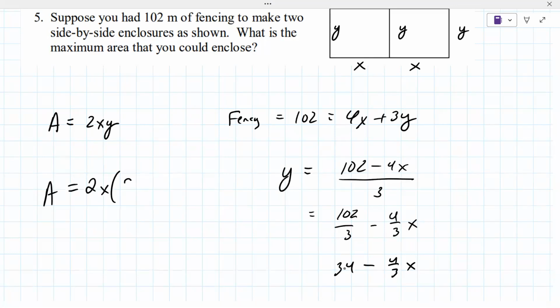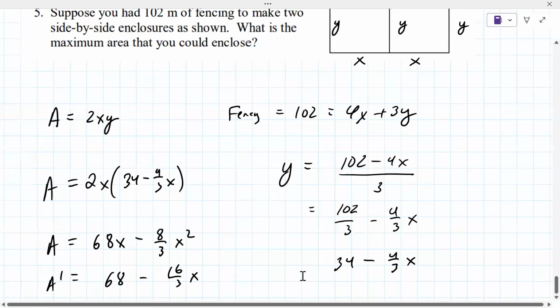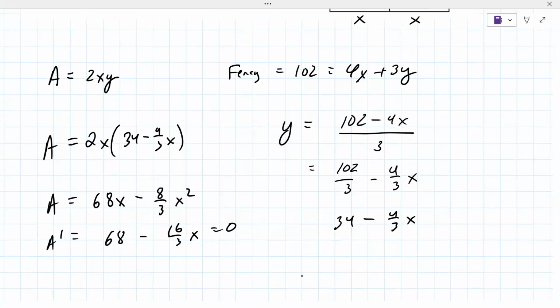So it ends up that it's 68x minus 8 over 3 x squared. Your derivative is 68 minus 16 over 3 x. You set that equal to 0. x equals, I don't remember, 12.75. What did you say? 12.75? Yeah, that's right. It was like 52 over 4 or something. Good job.